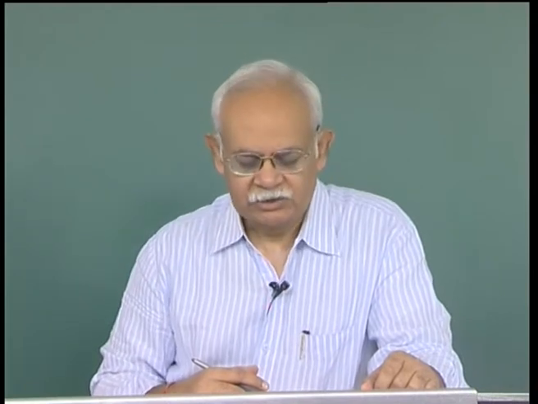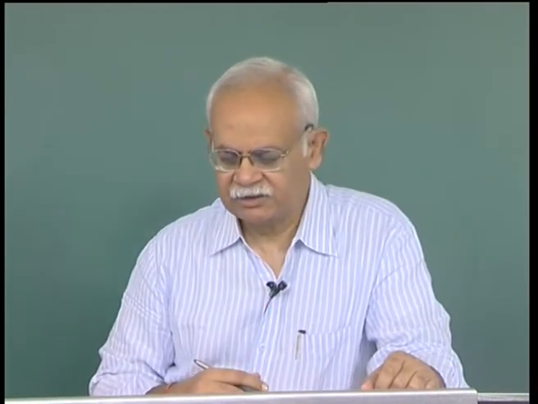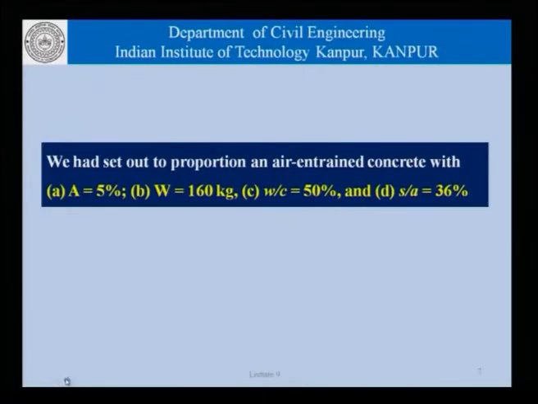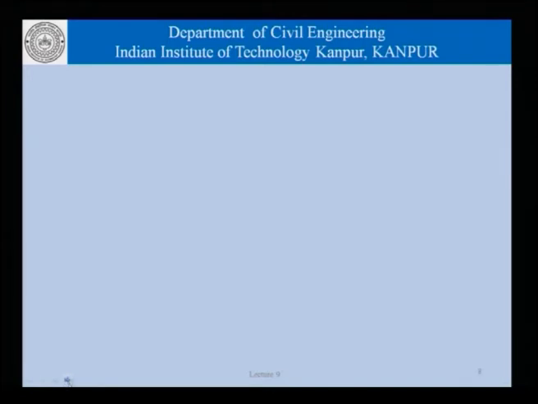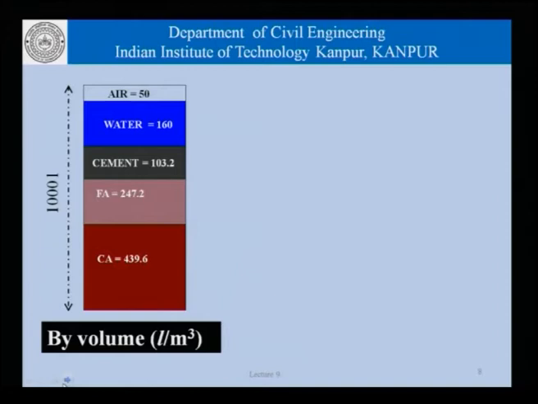Okay. So, we started with an assumption that, well, we want an air entrained concrete which has an air of 5%, water content of 160 kgs, water cement ratio of 50% and an S by A of 36%. Now, when we went through that example, we found this to be the volumetric distribution of the different materials, air, water, cement, fine aggregate and coarse aggregate, all these volumes being given in liters per cubic meter.